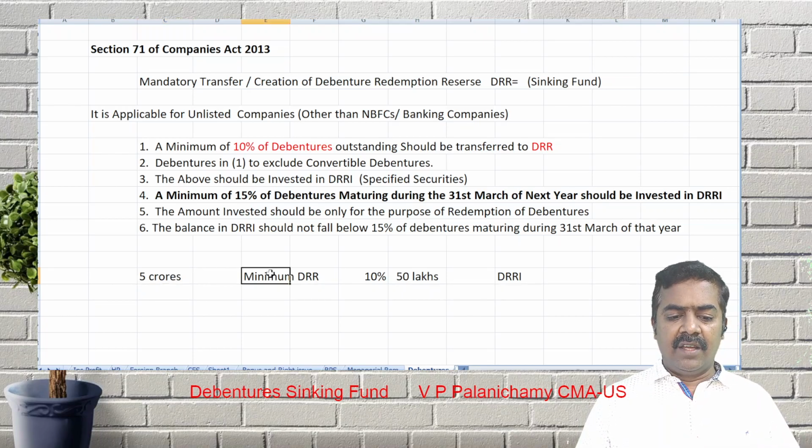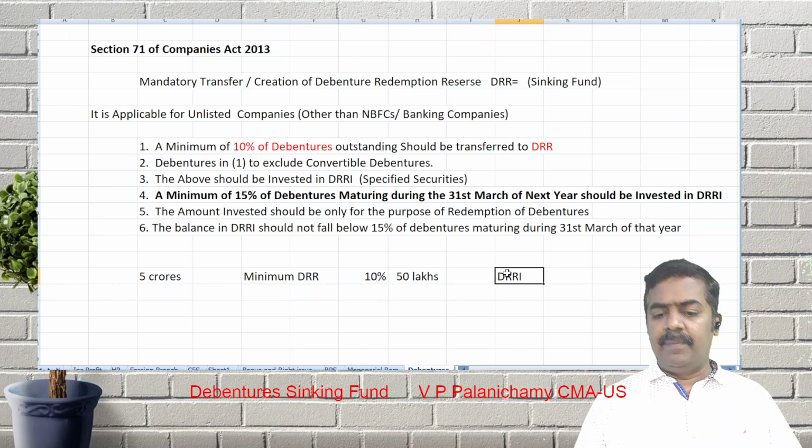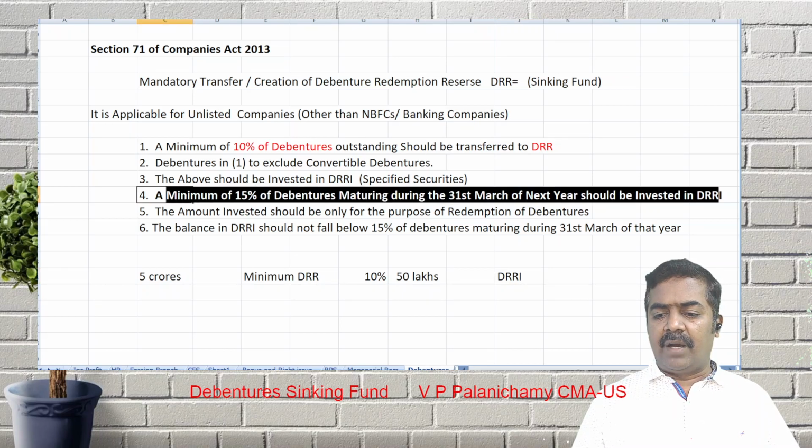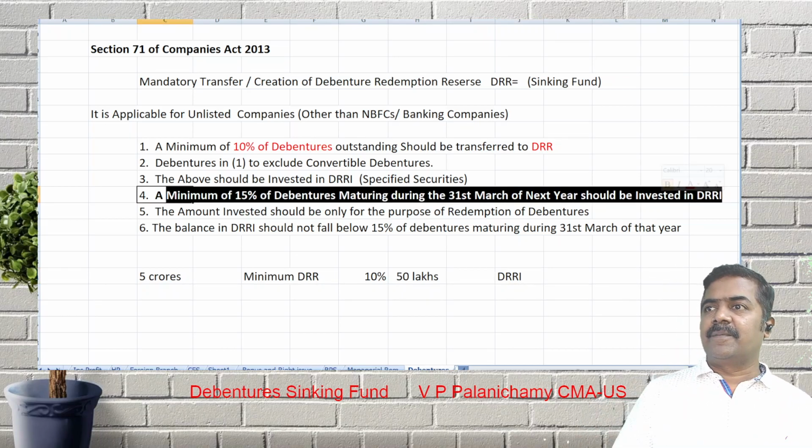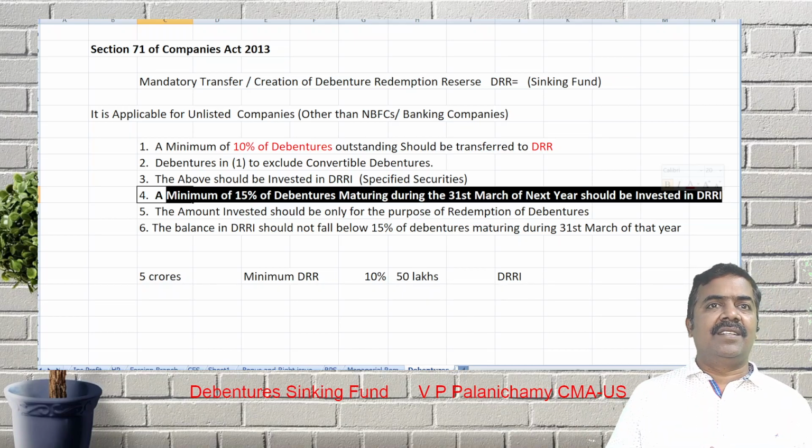Suppose debentures are redeemable after 10 years. Now, what is the minimum DRR required? 10%, 50 lakhs. That will be invested in which one? DRRI. Whether a minimum amount is to be invested in DRRI in this case? Not now. Whether the debentures are redeemed the next year? No, debentures are going to be redeemed in which year? Maybe 10 years later. 10 years later, is this 15% required or not required?